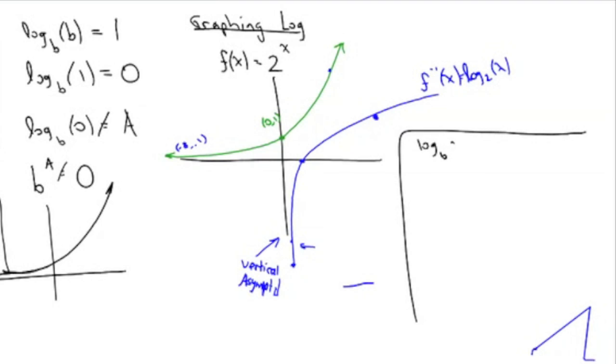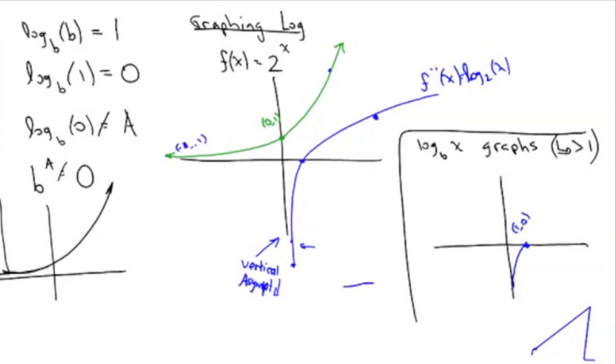log base b of x graphs. We're only going to concentrate on bases bigger than 1. Bases between 0 and 1, they're going to do something weird. We'll talk about that in a second. So if your base is bigger than 1, your basic logarithm graph is going to look like this. It's going to go through the point (1, 0) instead of (0, 1). It's going to have a vertical asymptote at the y-axis. And after it passes this point, it's going to grow very slowly, almost like a square root function.